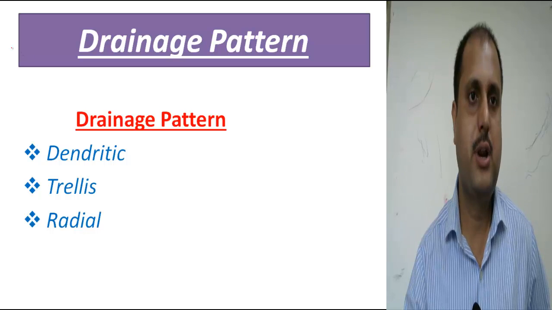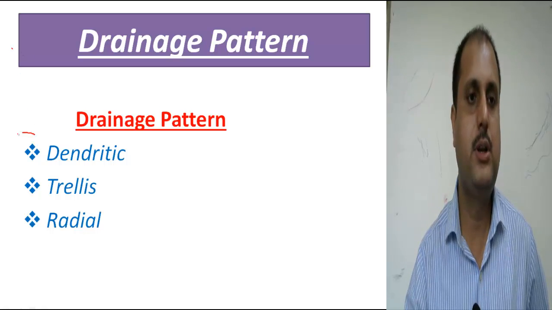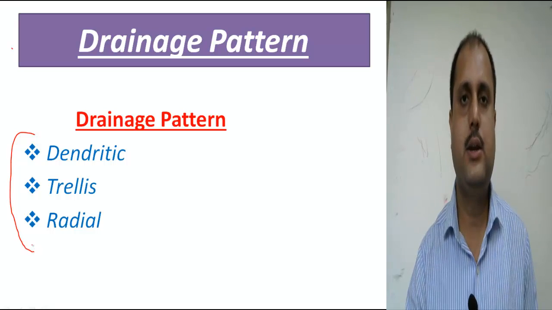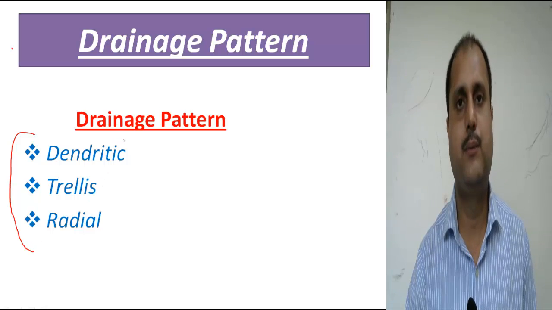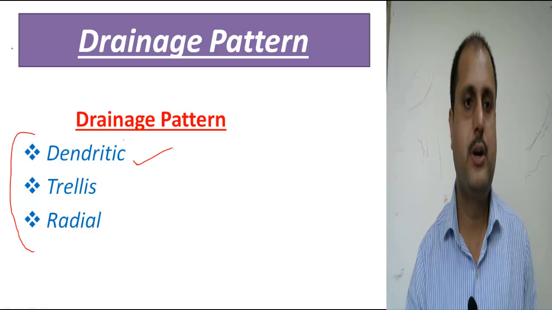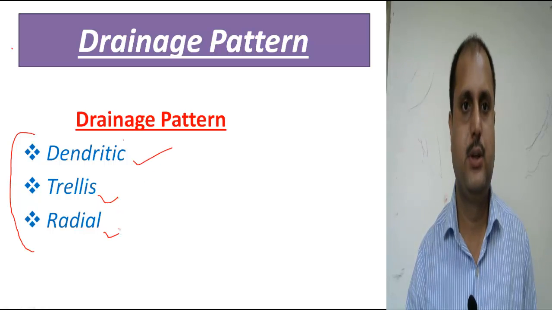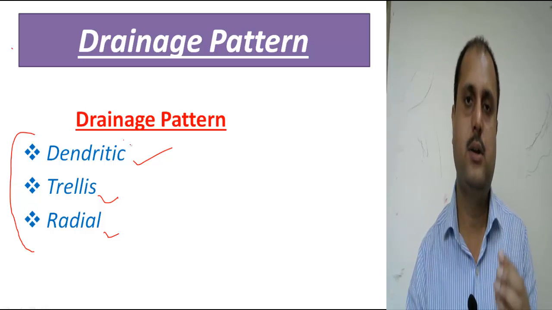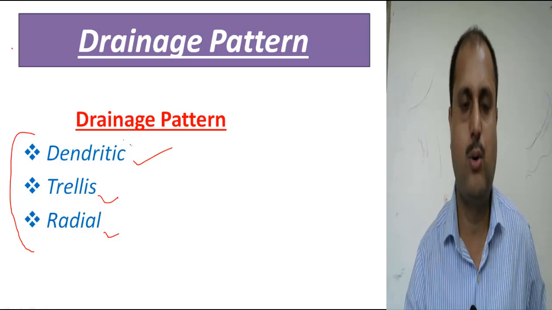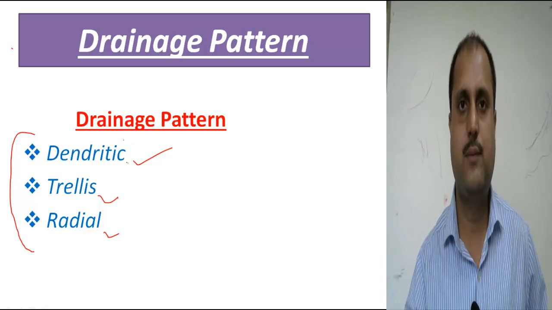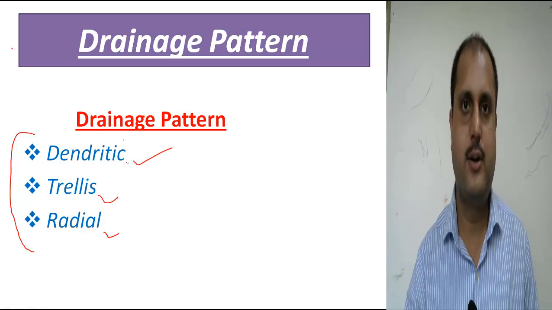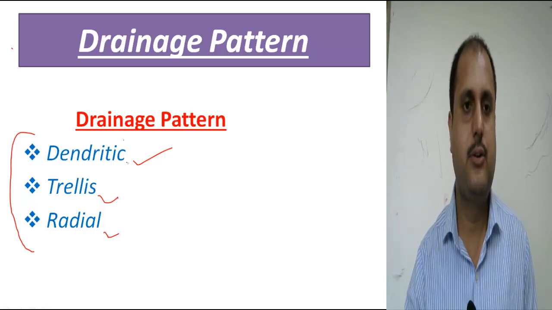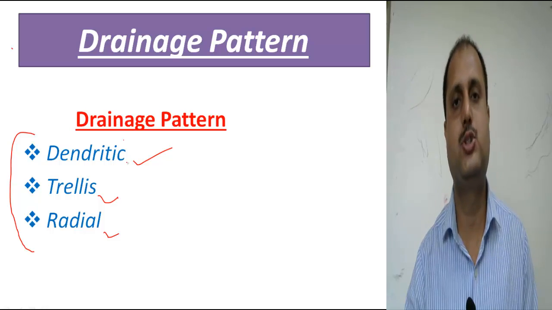If we talk about the drainage pattern of a river, it mainly forms three types of drainage pattern. Whenever any river starts from its source, it mainly forms one of three types: the dendritic, the trellis and the radial. These are the three types of drainage pattern that any river will form. Actually there are four types of drainage pattern, but in your syllabus there are only three. It depends upon the nature of the soil, the slope of the soil, and the hardness or softness of the rock that the river will form a particular type of drainage pattern.